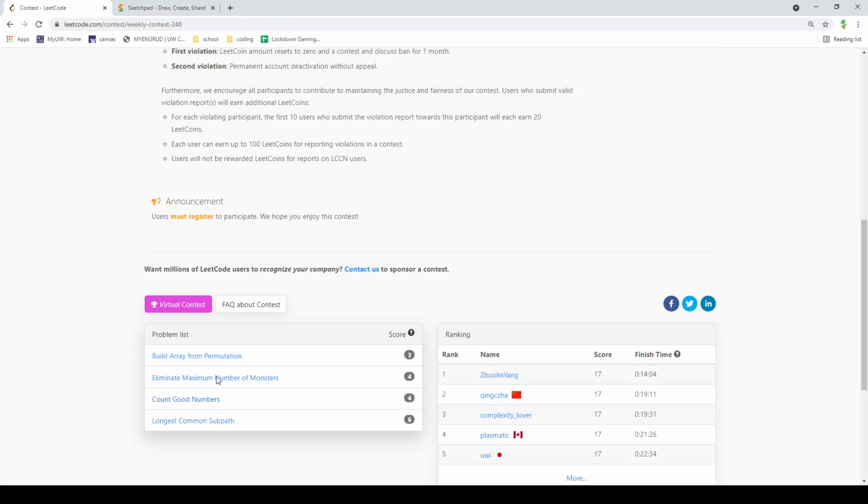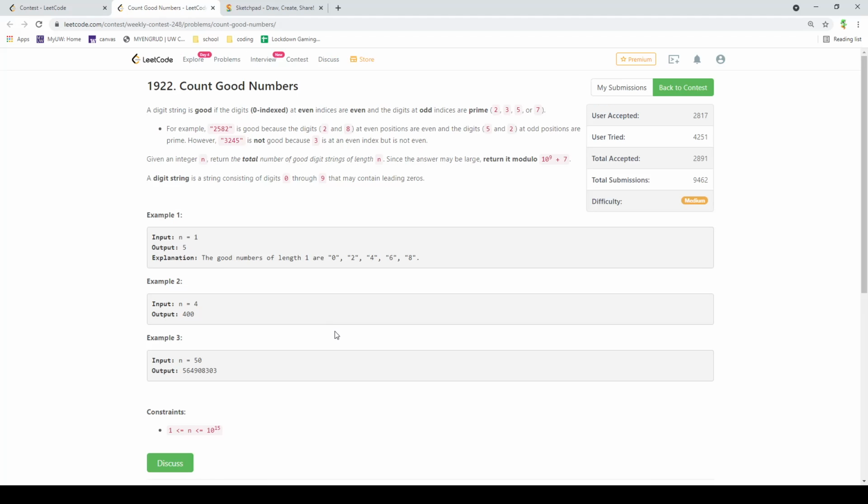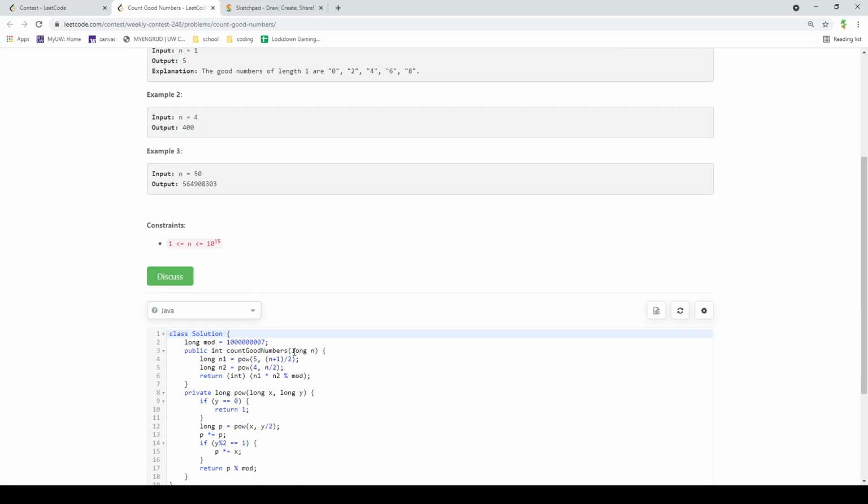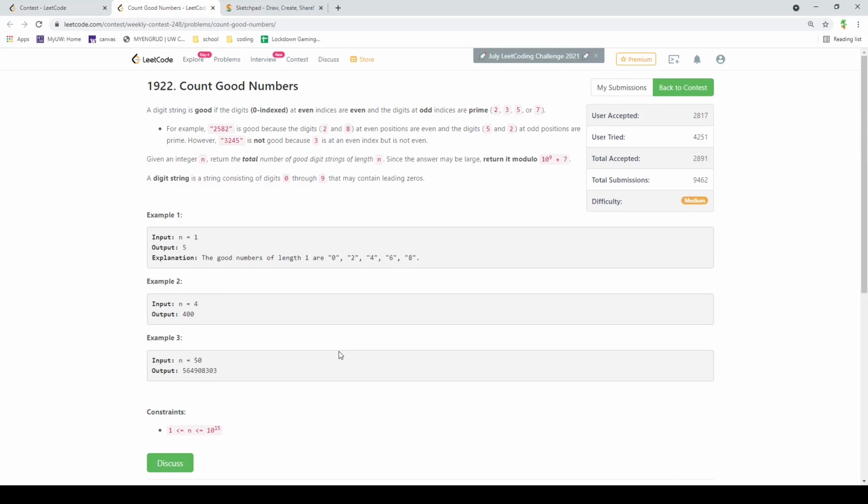Now let's move on to the third question, count good numbers. So in this question, you're given, I think it's an integer or a long. Yeah, you're given a long n. And n can be from 1 to 10 to the 15. And what this means is this is the length of the digit string. So this would be a digit string of length 4.